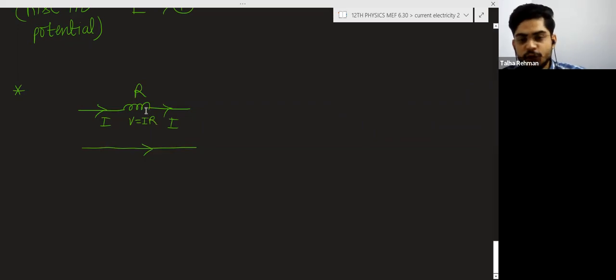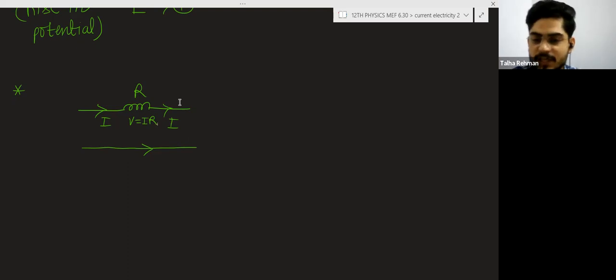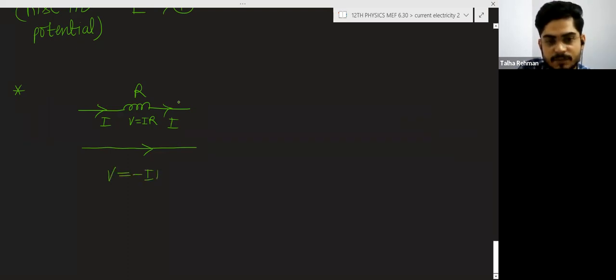Okay. Now you have to decide which sign of this IR you will take. We already know that the current always flows from higher potential to lower potential. If you are moving in this direction, it means you are moving from higher potential to lower potential. Then this means the potential is falling. So you will take V is equal to IR as negative, because if you are moving in this direction, there is a fall in potential.